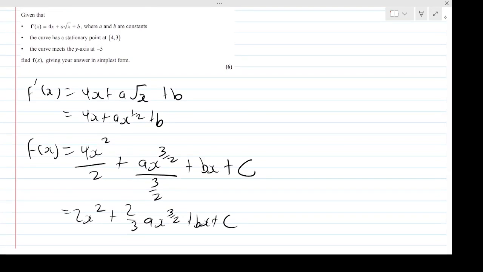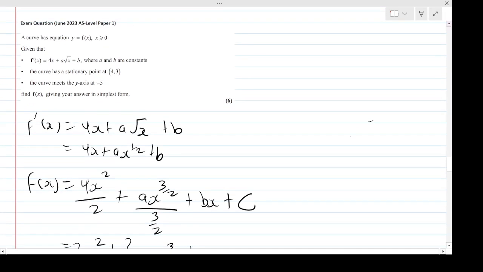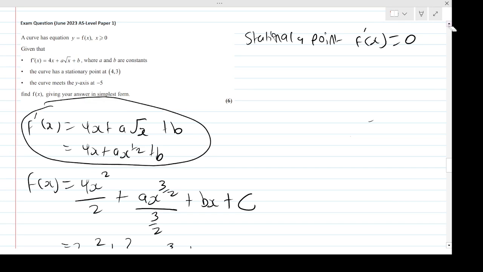Firstly, we are told the curve has a stationary point at (4, 3). This actually links back to differentiation. What does stationary point mean? If you recall, a stationary point is where the gradient f dash of x equals 0. We already have the gradient function, so we can set it to 0.